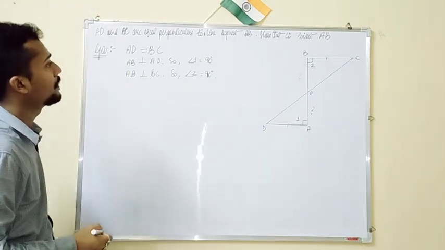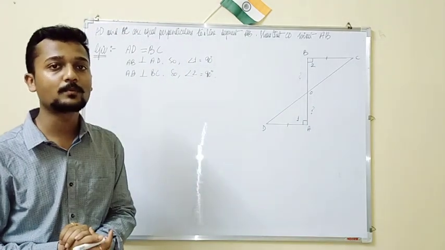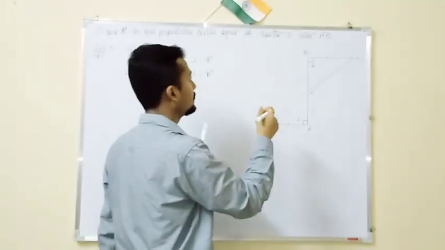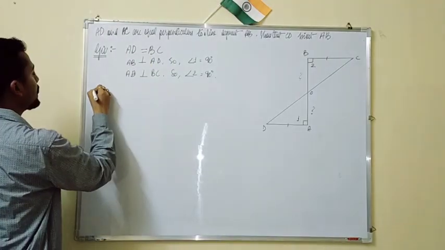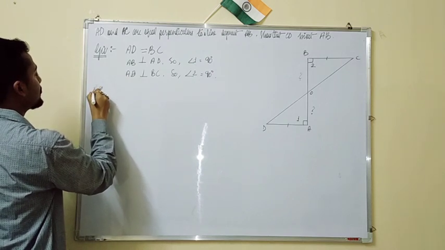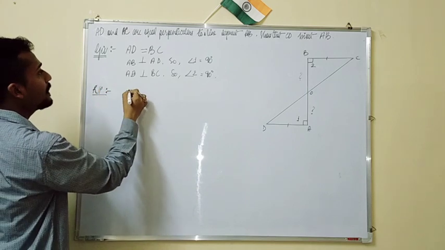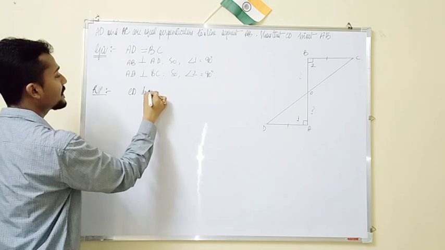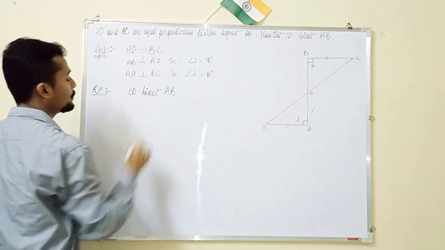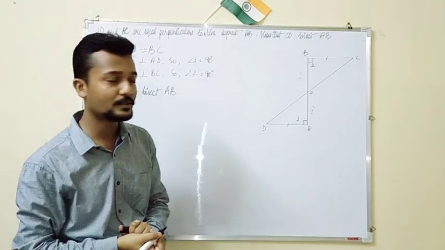Next, we will prove that both the triangles are congruent first. Okay. For that, required to prove, RDP. Required to prove. क्या प्रूफ करना है? CD bisect AB, ये प्रूफ करना है. For that, before we will prove that both the triangles are congruent to one another.